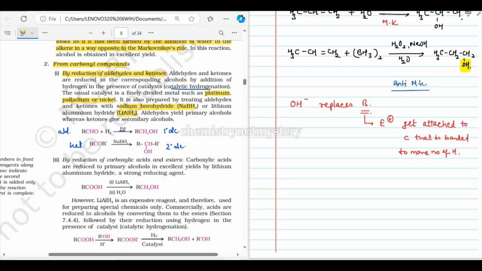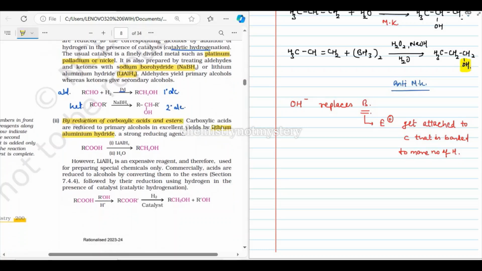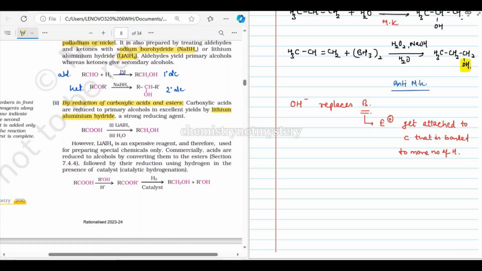Now come to the second method, by reduction of carboxylic acids and esters. Carboxylic acids are reduced to primary alcohol in excellent yield with lithium aluminium hydride, a strong reducing agent. So when a carboxylic acid is reduced with lithium aluminium hydride followed by hydrolysis, it results in the formation of primary alcohol. However, lithium aluminium hydride is an expensive reagent, therefore used for preparing special chemicals only.